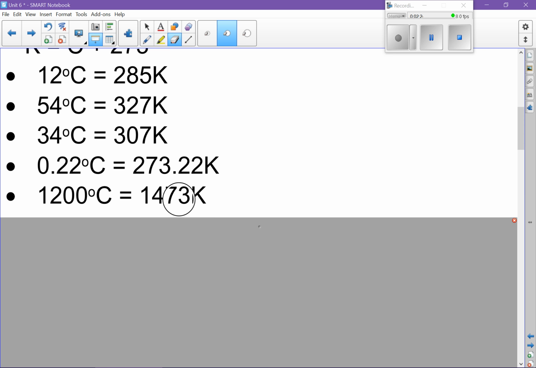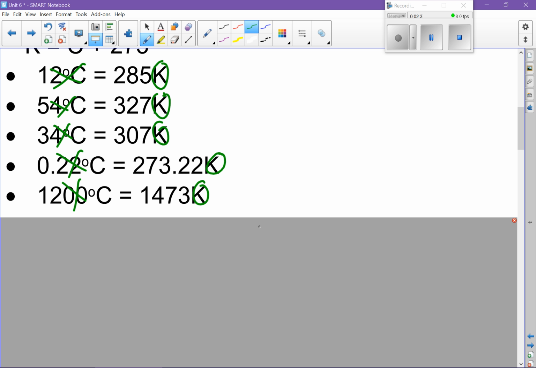Alright, so here's what you get. Okay, here's the point of this. You are not allowed to use the Celsius numbers in PV equals nRT. Your unit on your temperature must be Kelvin. So just double check that before you do your math.